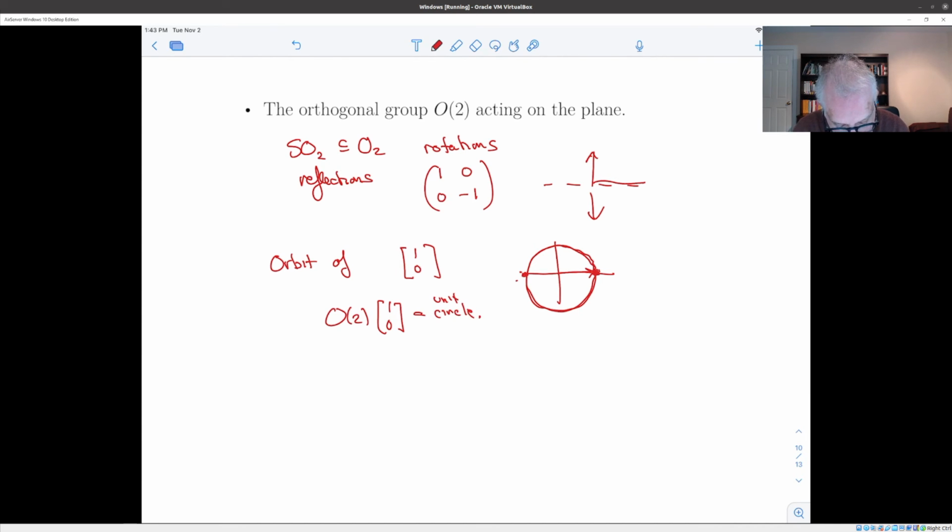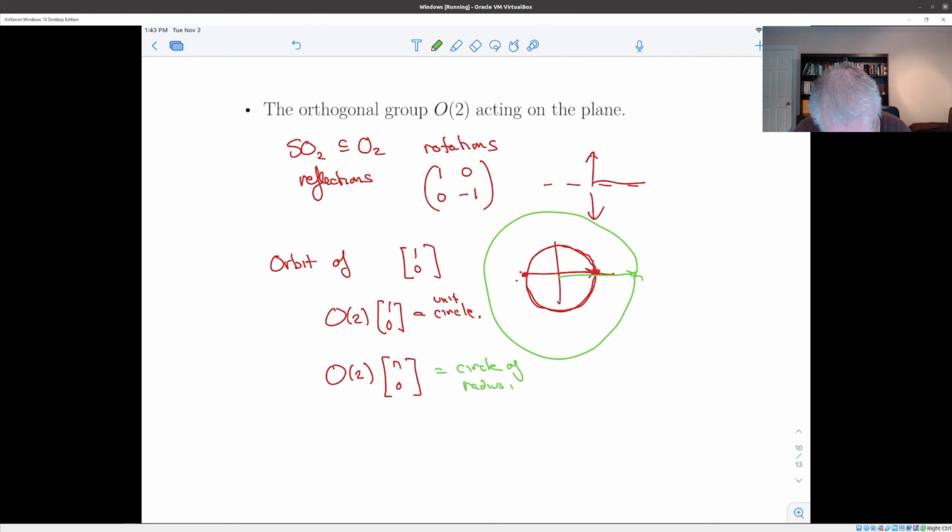And more generally, if you take the O(2) orbit of a vector, let's say (n, 0), then when you rotate it around, you're going to get the circle of radius n. And then finally, I guess if you apply it to 0, you just get 0. So the orbits are these circles.